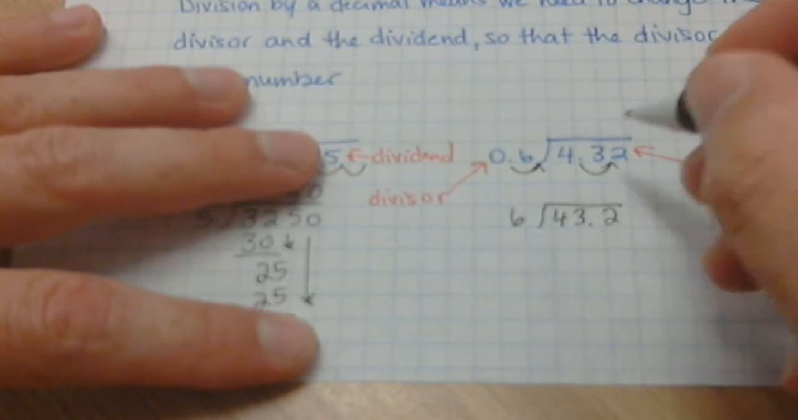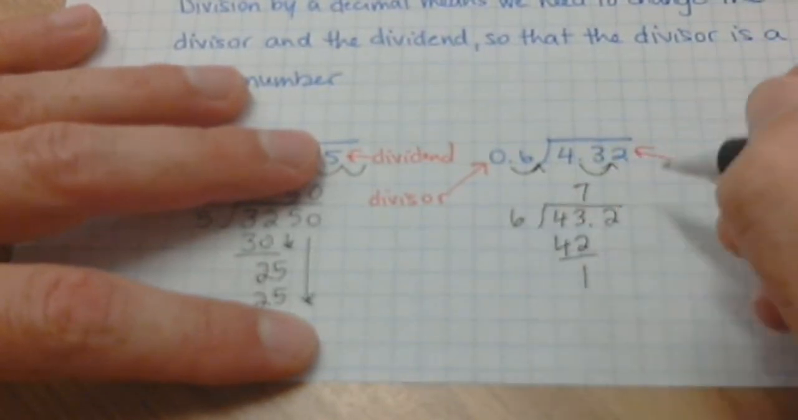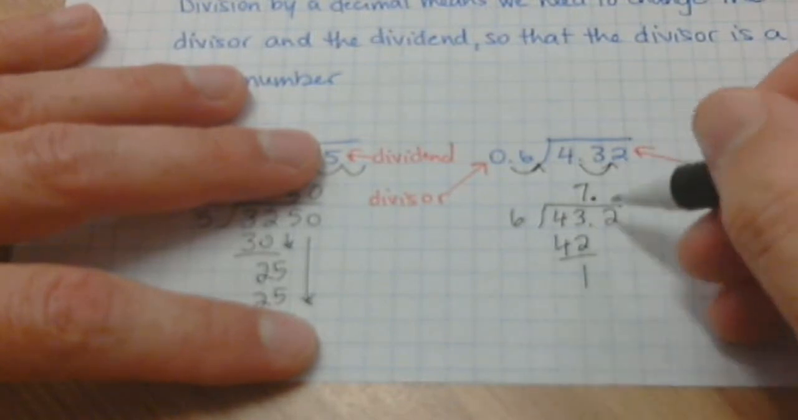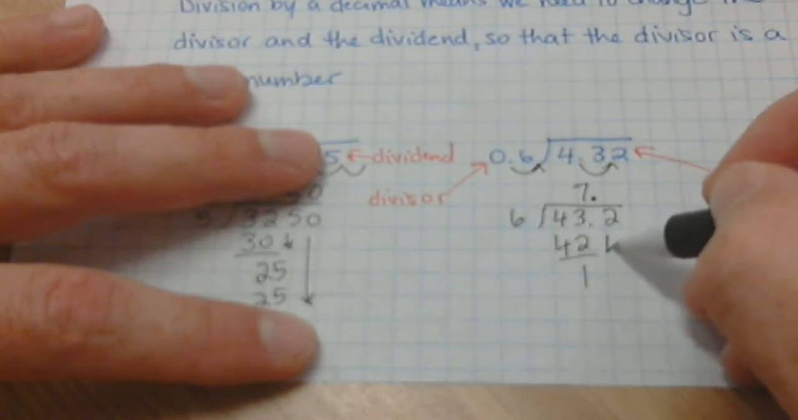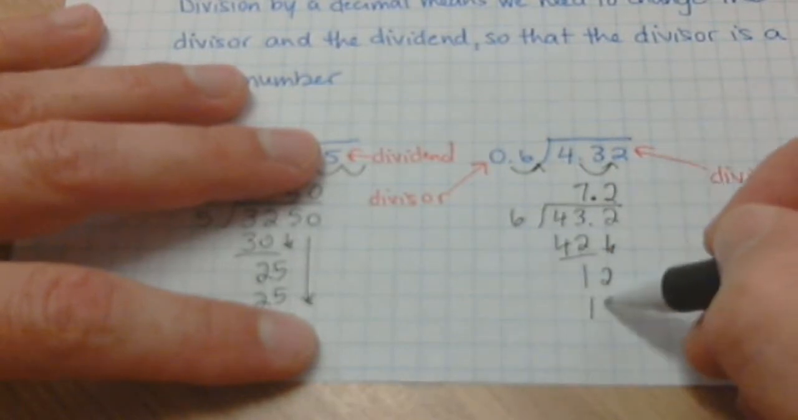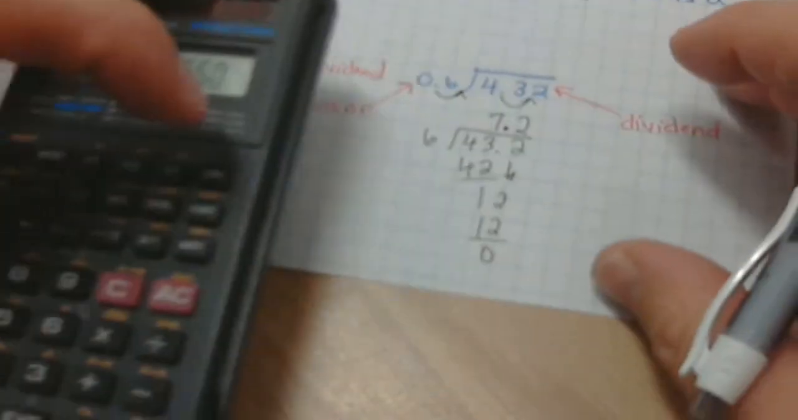So 6 doesn't go into 4, it goes into 43. 7 times. 6 times 7 is 42. 1 left over. The decimal place goes here, so we bring it up right above it on top. Carry the 2 down. 6 goes into 12 twice. 6 times 2 is 12. 0 left over. And we can double check it.